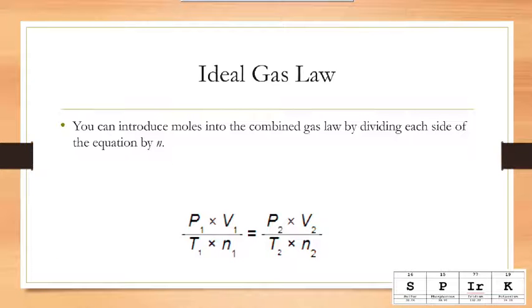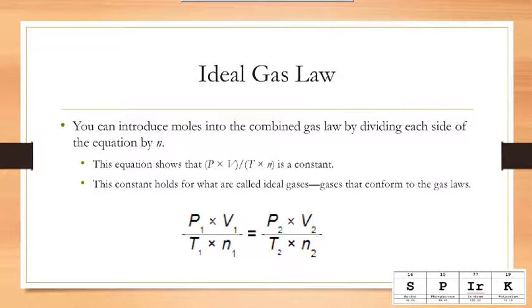So you can introduce moles into the combined gas law by dividing each side of the equation by N. And we worked with the combined gas law in the last section. P1 V1 over T1 equals P2 V2 over T2. So now we're just dividing by N on each side. This equation shows that P times V over T times N is a constant value. This constant holds for what are called ideal gases, gases that conform to the gas laws.